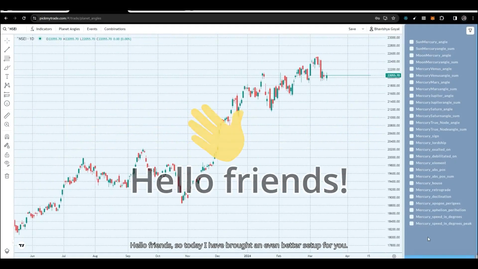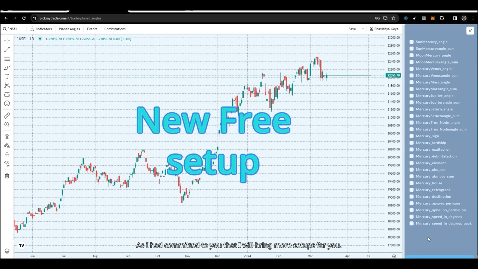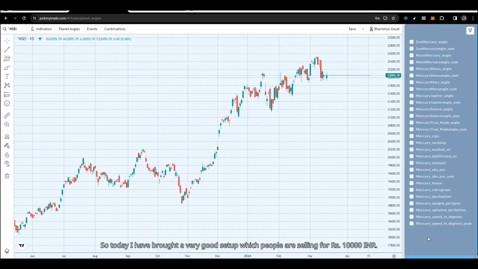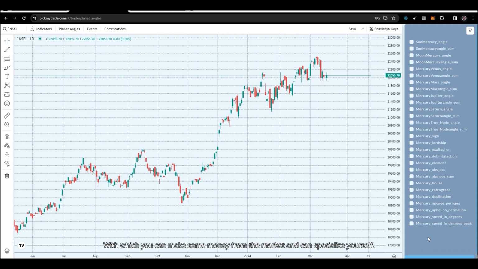Hello friends, so today I have brought an even better setup for you. As I had committed to you that I will bring more setups for you. So today I have brought a very good setup which people are selling for 10,000 rupees INR. But our target is that we can give you as many free setups as possible, with which you can make some money from the market and can specialize yourself.